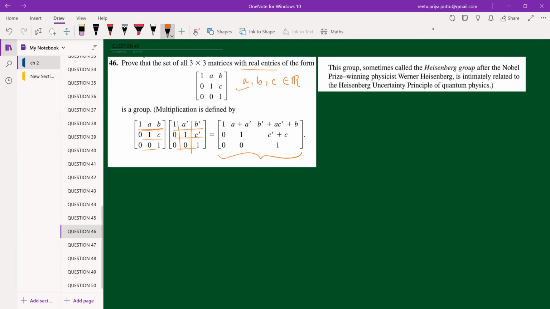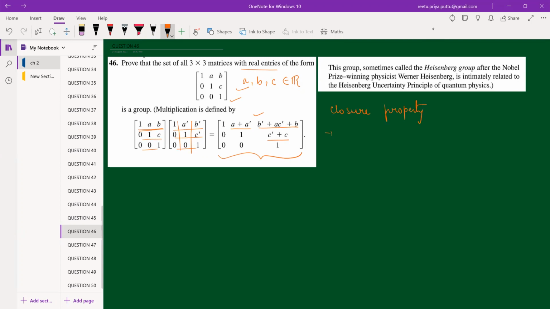If a and a dash belong to the real numbers, then a plus a dash also belongs to the real numbers. This also belongs to the real numbers, and this also belongs to the real numbers. So in total, this matrix is also of the form of this matrix only, and hence the closure law is satisfied.